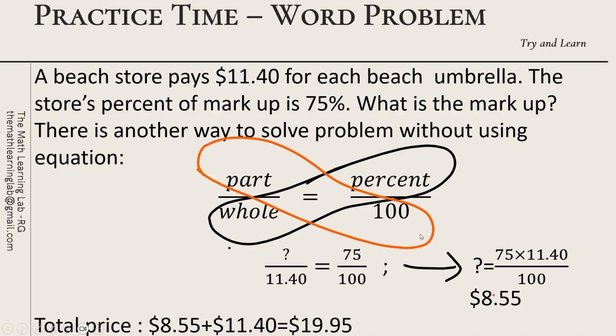So here I just cross multiply: the shape into the orange color multiplied together should be equal to the number multiplied into the black color. So if this is the case, then to calculate the part, I need to do 75 times $11.40 divided by 100. Here I could have done the proportion way, but $11.40 is not a multiple of 100, not a factor of 100. So I need to use this method. When I did it, you will get $8.55.